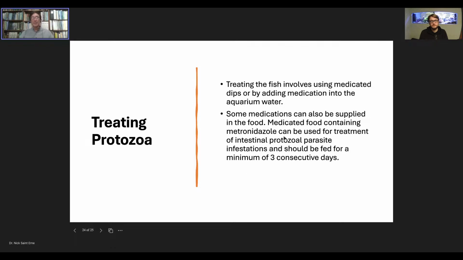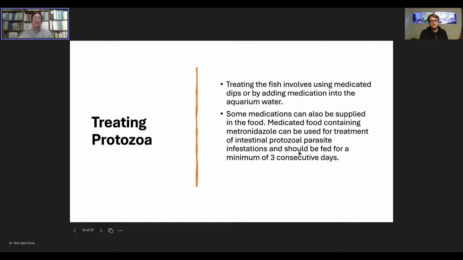Some medicines can be added in the food. Metronidazole, tetracycline, other antibiotics are best given in the food. Metronidazole is used for intestinal protozoa, so that's a good thing to use to get medicated food, or you can make your own medicated food. There's a lot of sources on how to do that.